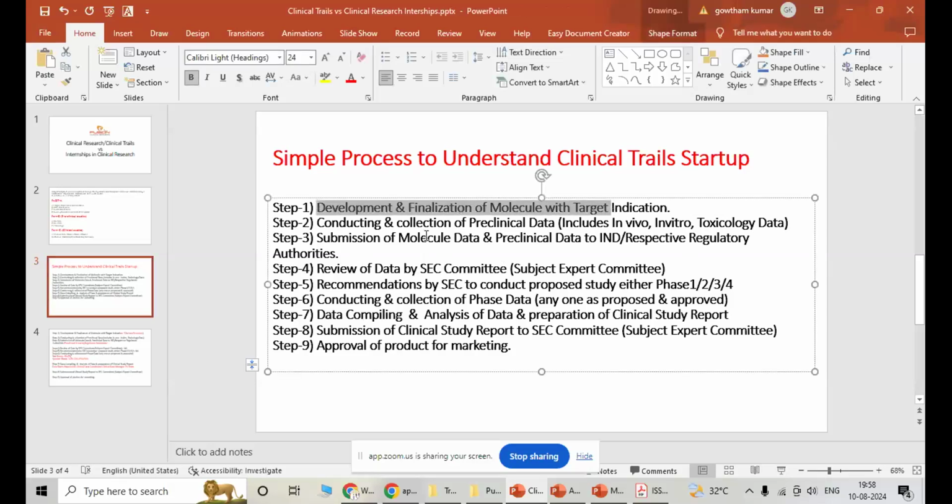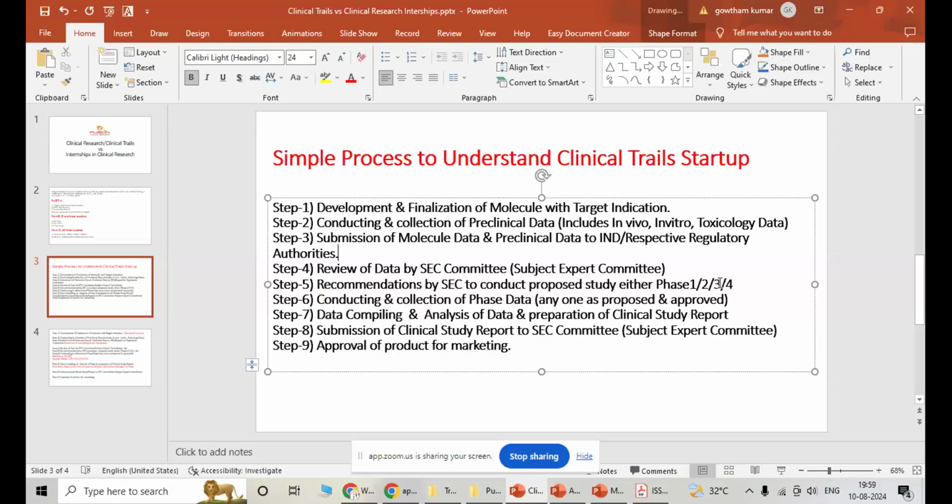Finalization of the molecule, the preclinical data which we have collected, which includes in vivo and in vitro toxicology data, they will review the entire safety and efficacy data prior to giving the approval, whether it needs to be conducted as phase 2, or phase 3, or phase 1, or else as BA/BE studies. So the subject expert committee will decide, they will propose the study, they will give the recommendations whether to conduct it as phase 1, 2, 3 or 4.